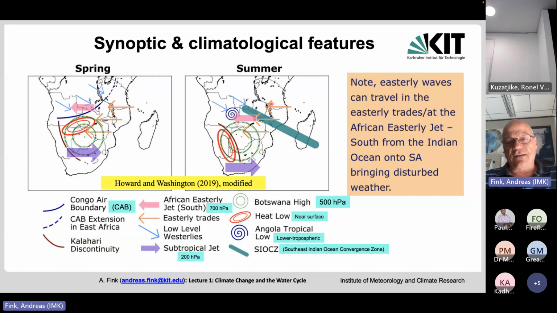With these easterlies and with the jet, there are some tropical disturbances coming from the Indian Ocean, resulting in disturbed weather in this part. So the basic conclusion is moisture is largely coming in from the Indian Ocean. It enters the high plateaus through the valleys of Limpopo and Zambezi. And there are some synoptic systems like the Angola low and the tropical temperate troughs that are necessary to use this moisture for rainfall.